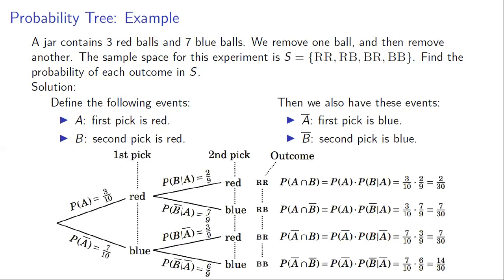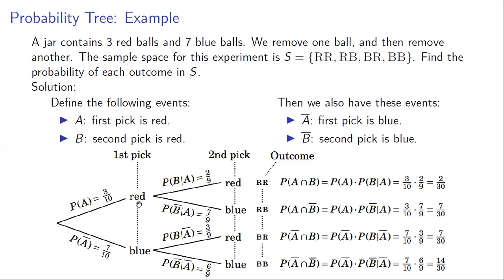Okay, so what's going on here? We start with the first pick. It could be red or blue. What's the probability that the first pick will be red? Well, there are 3 red balls out of 10. So the probability of A is 3 out of 10. What's the probability of not A? That'll be the event that the first pick is blue. Well, there are 7 blues out of 10, so 7/10.